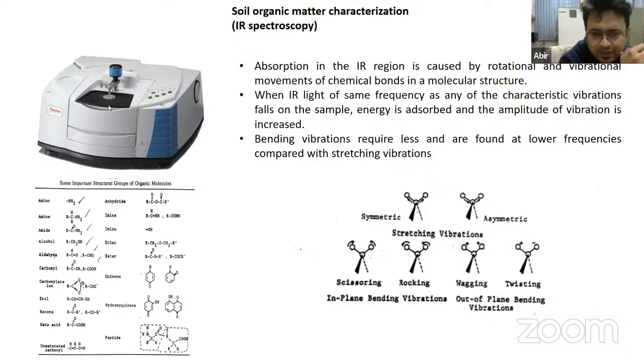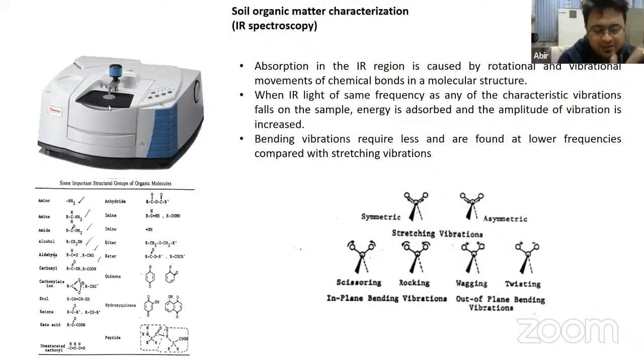Now when the IR light of the same frequency as any of the characteristic vibrations falls on the sample, then energy is absorbed and the amplitude of that vibration is increased. Okay, so every bond actually vibrates at a frequency, and when our IR light falls and it is of the same frequency, then that portion is enlarged, means amplification is there, and that we see as a peak, right?